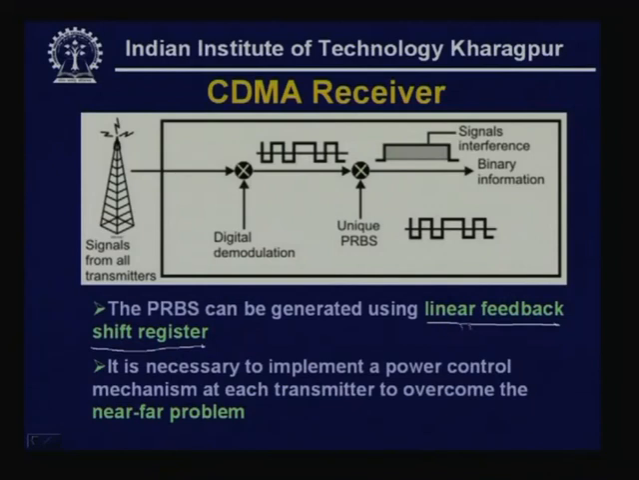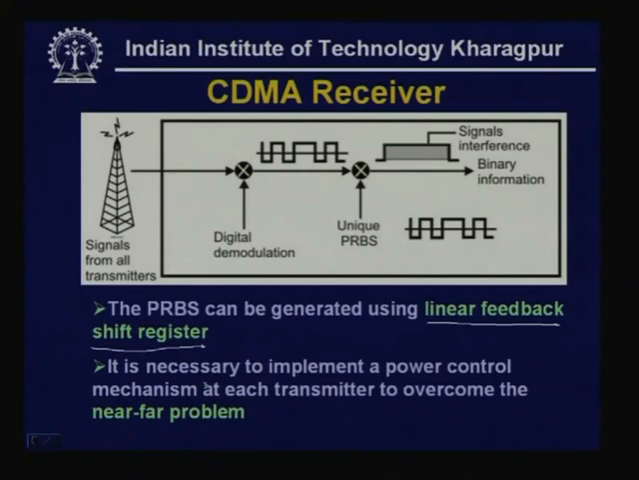So, that kind of linear feedback shift register can also be used here to generate those unique pseudo random binary sequences. So, a unique pseudo random binary sequence is used in the transmitter as well as in the receiver. Now, of course, there is one problem here. We have assumed that the signals coming from different stations have equal strength. That necessitates a power control mechanism at each transmitter to overcome the near far problem.